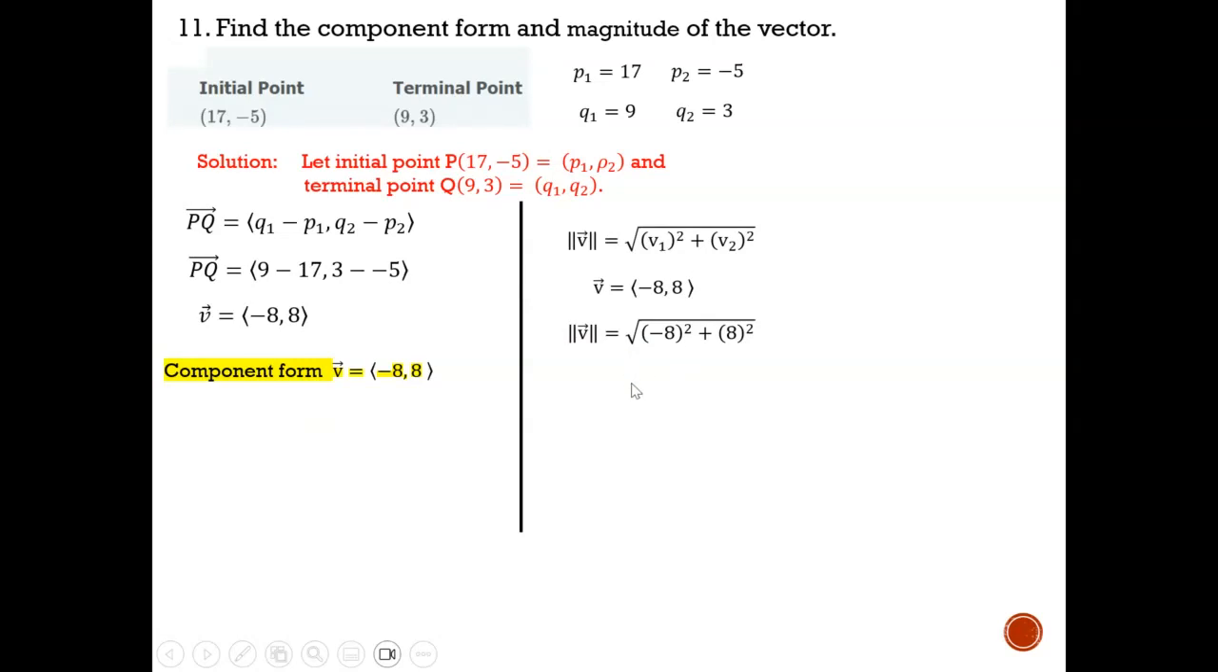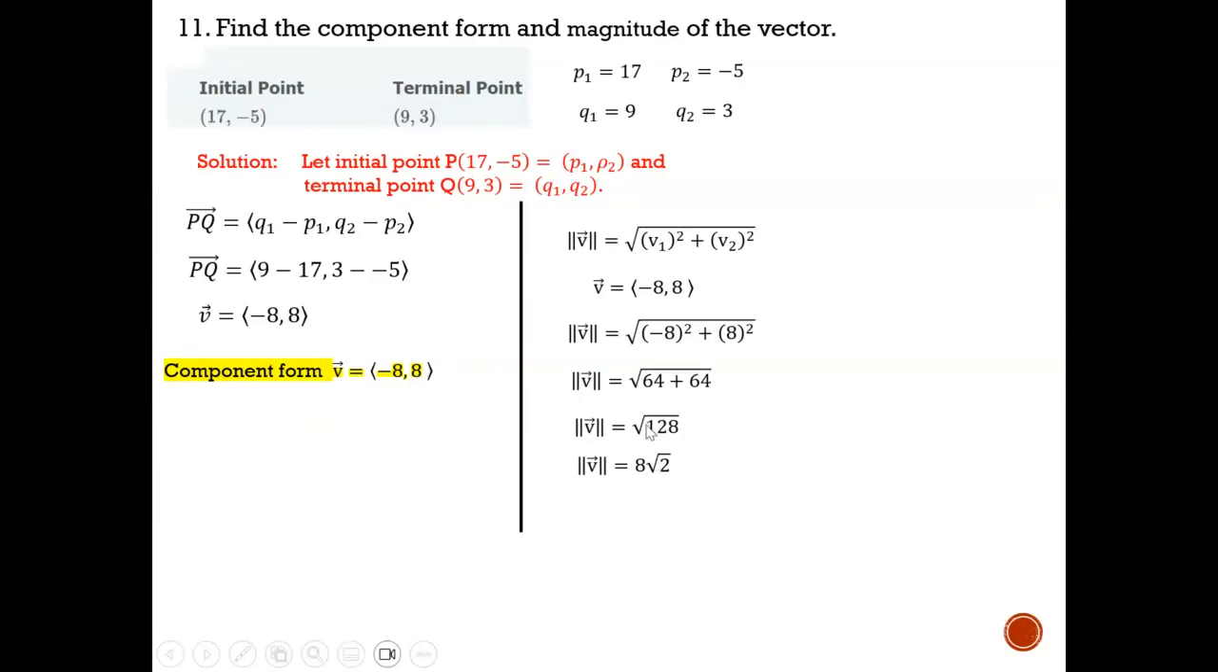So it'll be the square root of negative 8 squared plus 8 squared. It's going to give us the square root of 64 plus 64, which is the square root of 128, which will give us 8 square root of 2. You always have to try to simplify it if you can.